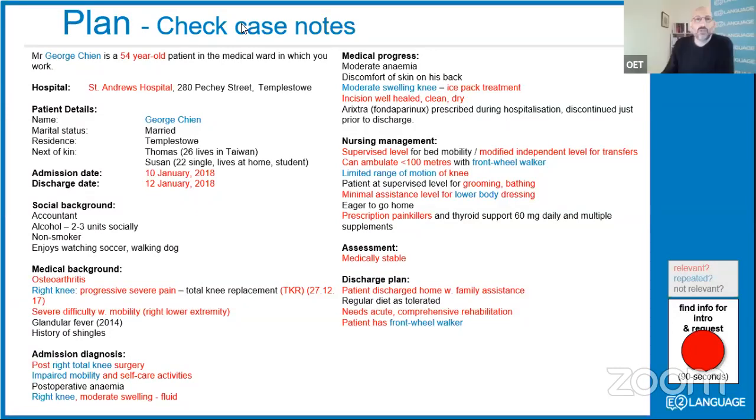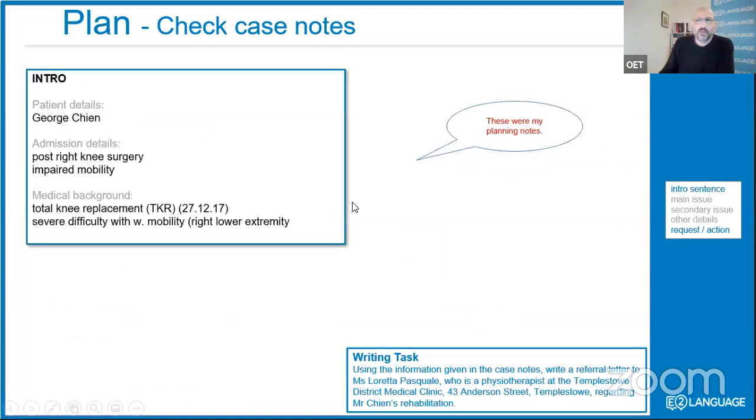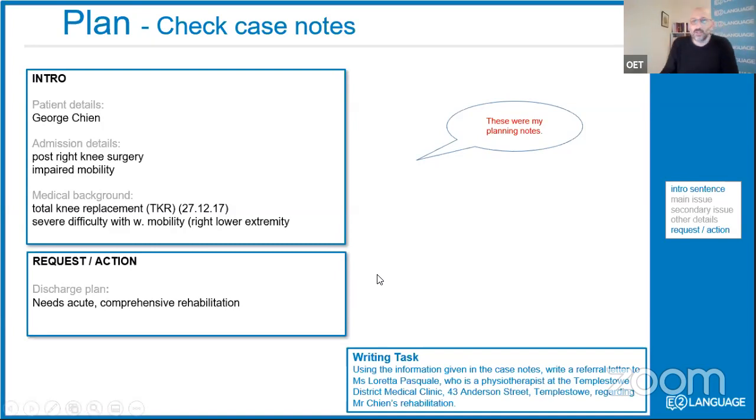All right, thank you very much. Thank you for your thoughts. Okay, let's have a look. So for the introduction, simple. Patient details, the name, George Shen, admission details, post-right knee surgery and impaired mobility, and then medical background, total knee replacement and the date of that, and severe difficulty with mobility, right lower extremity. For the request and action, fairly straightforward, needs acute comprehensive rehabilitation.